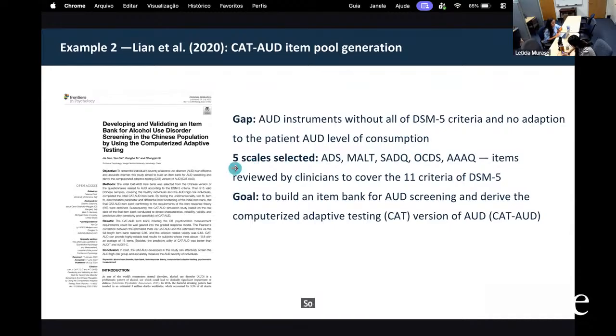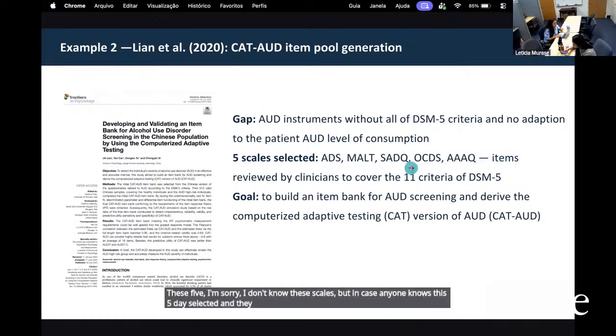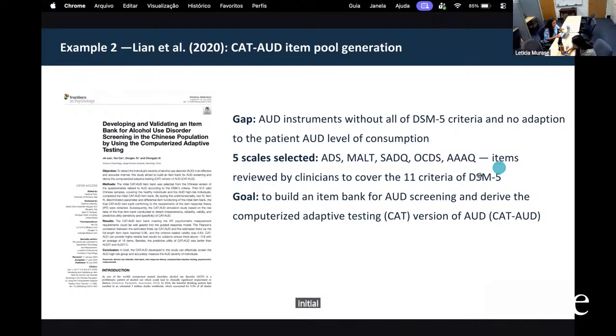So they selected 5 already known and validated scales. I'm sorry, I don't know these scales, but in case anyone knows, these are the 5 they selected. They used them to create an initial pool of items that was reviewed by clinicians to cover the 11 criteria. Their goal then was to build an item bank of AUD screening and derive the computerized adaptive testing version of this AUD, which they called the CAT-AUD.